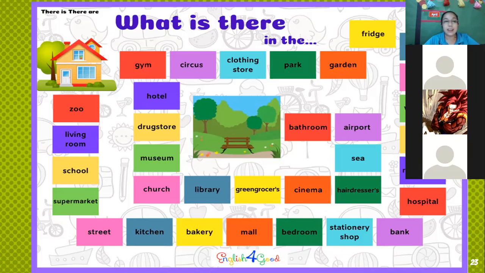Now, Valentina Navas. What are there in the wardrobe? This one is similar to closet. There are clothes.